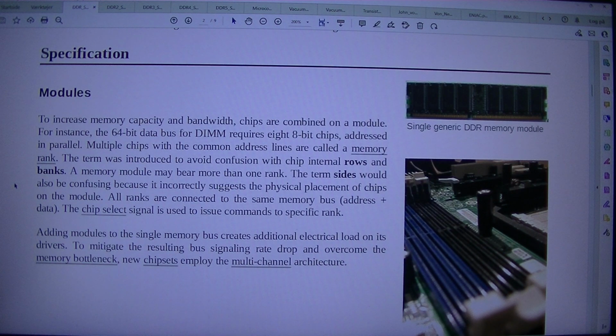All ranks are connected to the same memory bus, address and data. The chip select signal is used to issue commands to a specific rank. Adding modules to the single memory bus creates additional electrical load on its drivers. To mitigate the resulting bus signaling rate drop and overcome the memory bottleneck, new chipsets employ the multi-channel architecture.